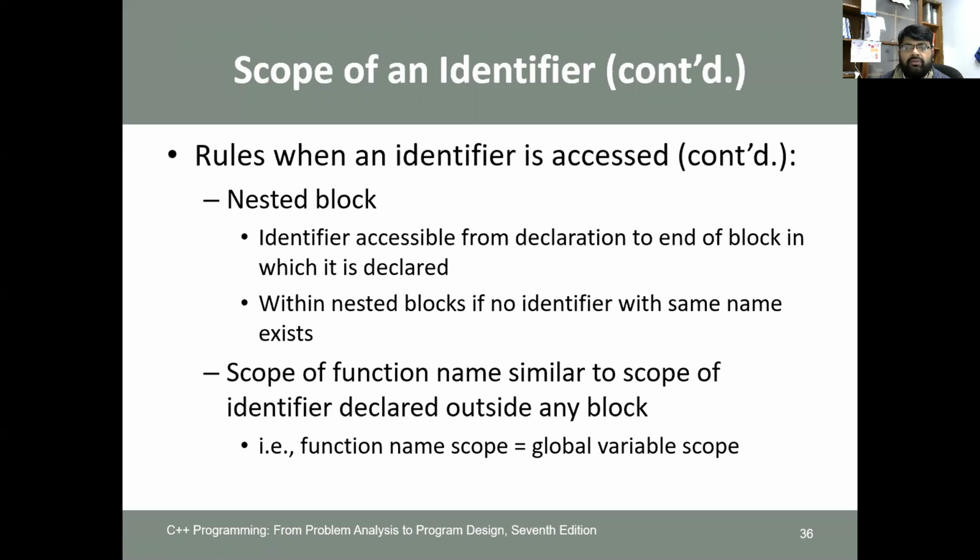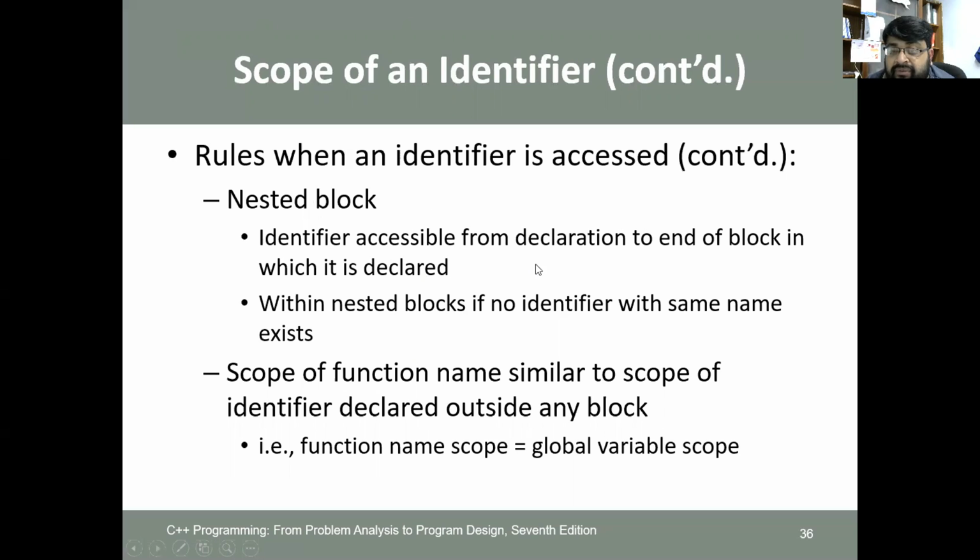So, rules for when an identifier is accessed. The nested block gives something about the local identifier. If you want to access an identifier from a nested block, the identifier is accessible from its declaration to the end of the block in which it is declared; the identifier is only accessible within the block. So for example, if I declare it inside a for loop, then it is only accessible inside the for loop block and not outside the for loop.